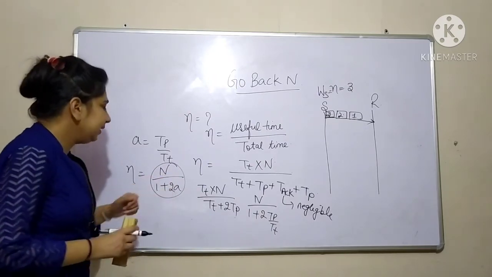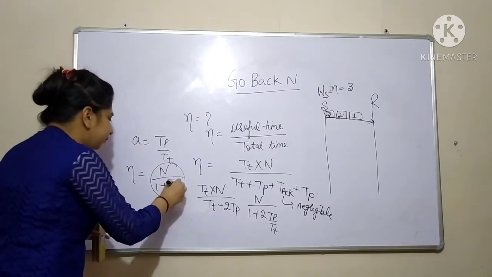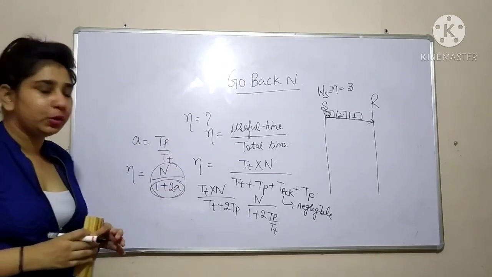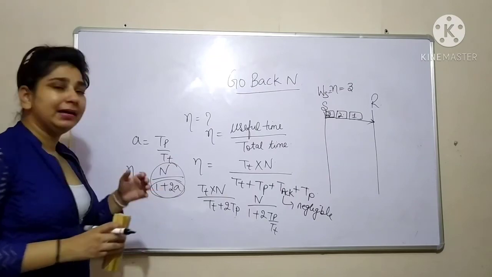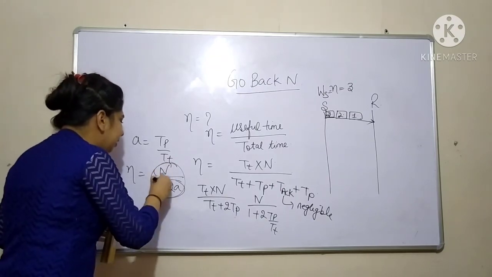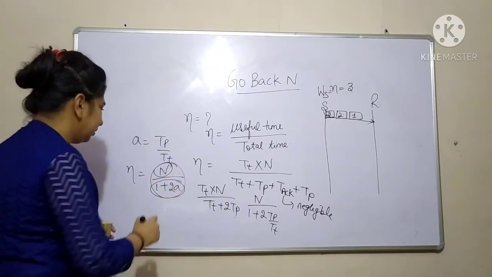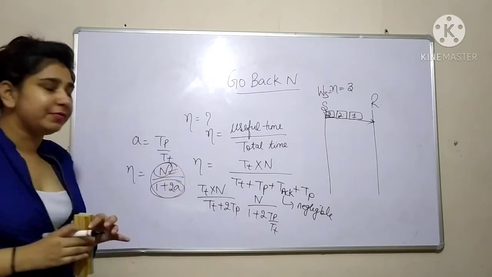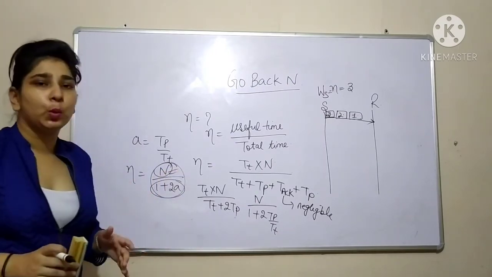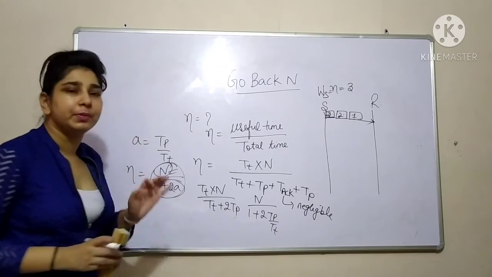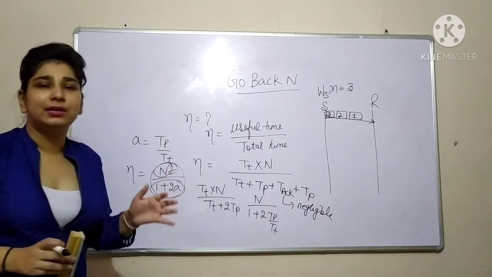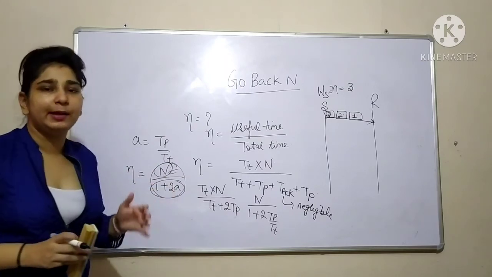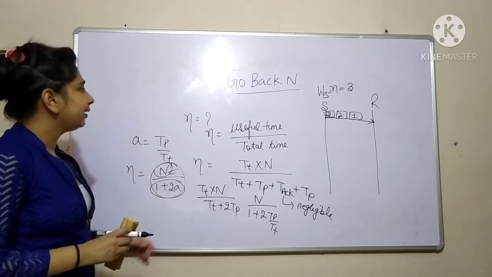This is actually your efficiency. The best window size could be 1 plus 2A for better utilization, but you are sending only n packets on the channel. So this is actually your efficiency. We have improved our efficiency as compared to stop and wait. We have increased the number of packets which we are sending on the channel in this case.